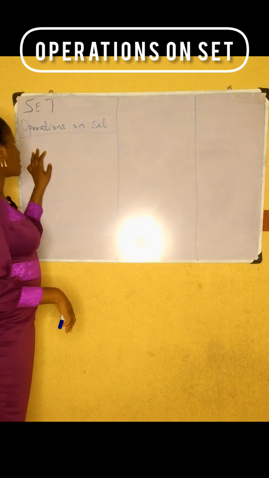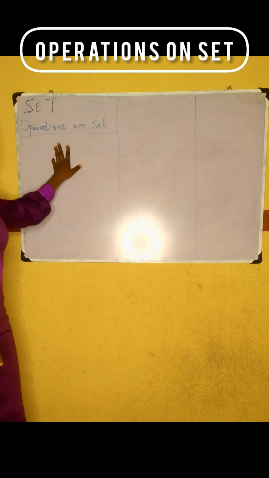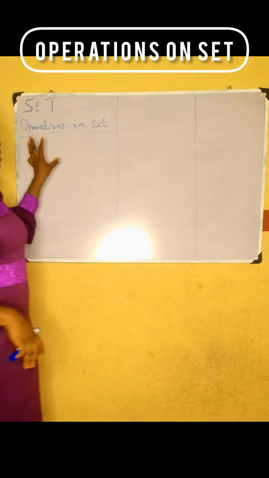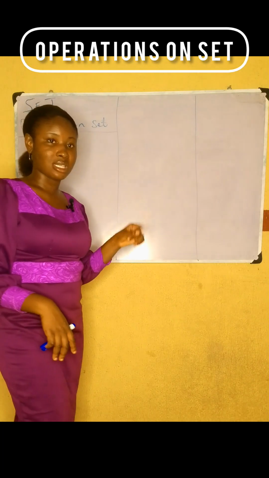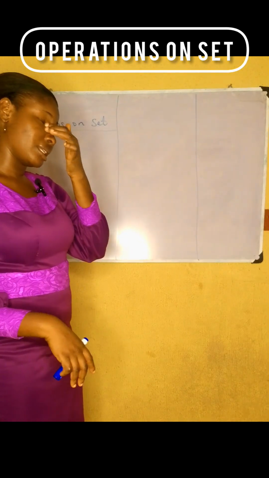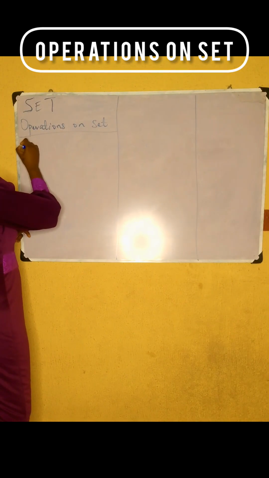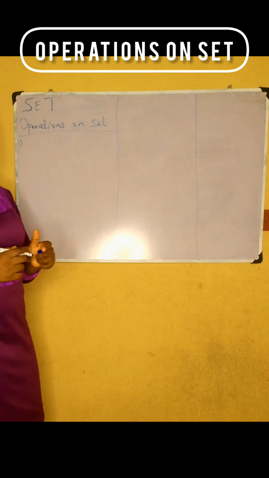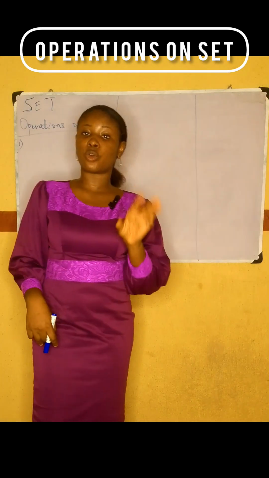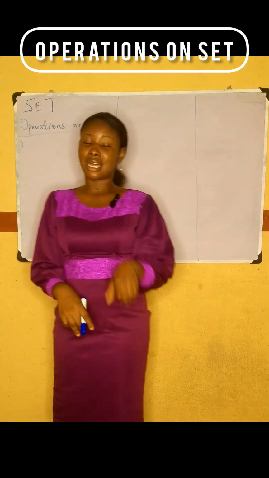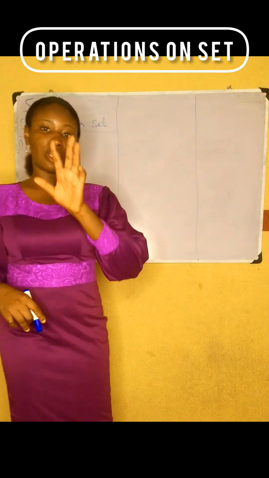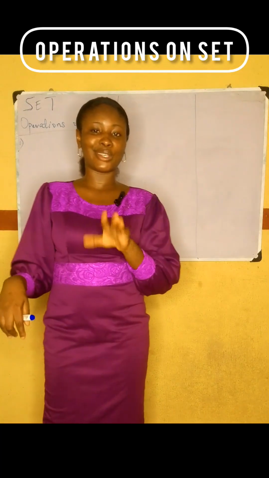Now today we're going to be looking at the different operations that can be done on sets. There are 4 major operations that can be done on sets, and that's what we're going to be looking at today. Join me as we go straight into the video.